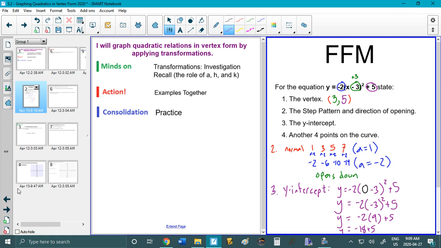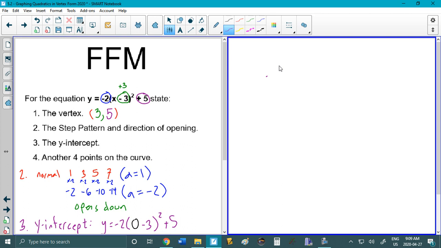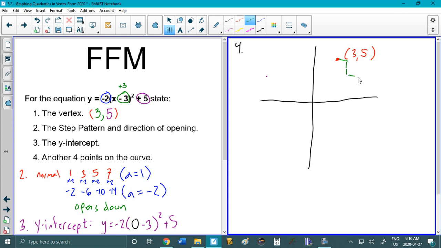Okay, and the last thing we're asked for is another 4 points on the curve. Okay, so number 4. To do number 4, you might need today's lesson for this. So to do number 4, first, I'm going to plot the vertex at 3, 5. And then I'm going to use the step pattern. So to do that, I'm going to go over 1. And the first step is down 2. So 1, 2. And then over 1. And then down 6. 1, 2, 3, 4, 5, 6.